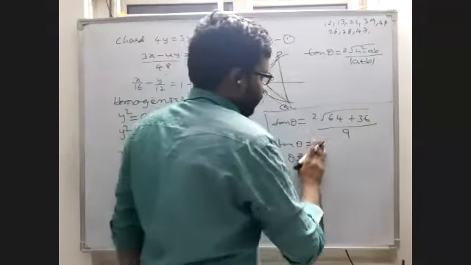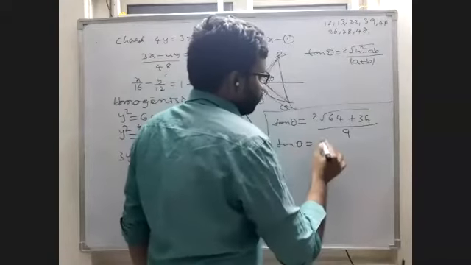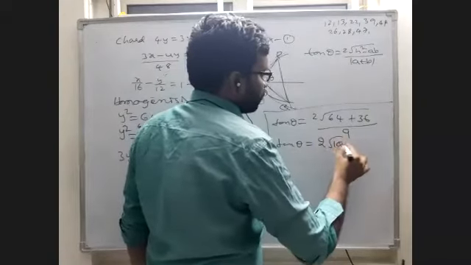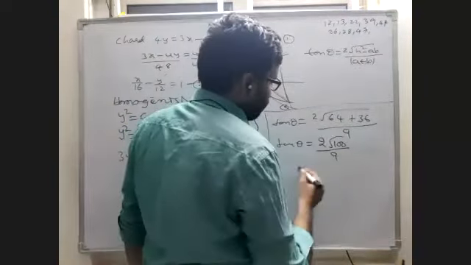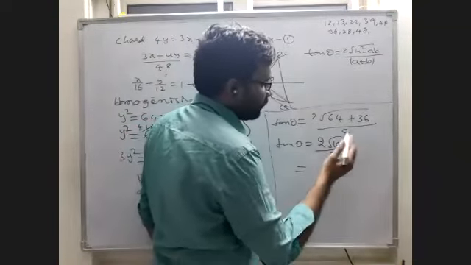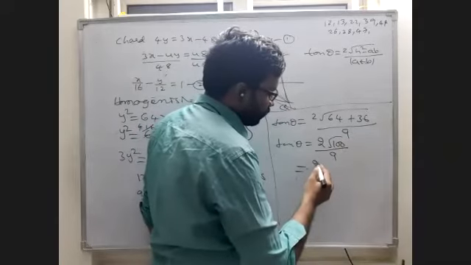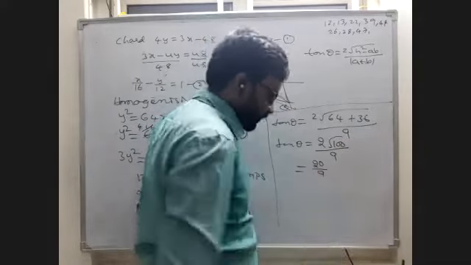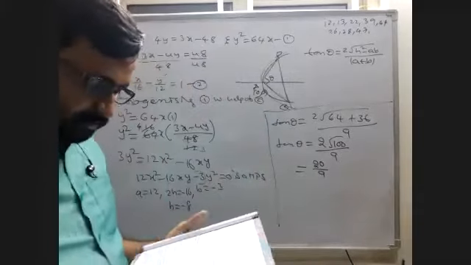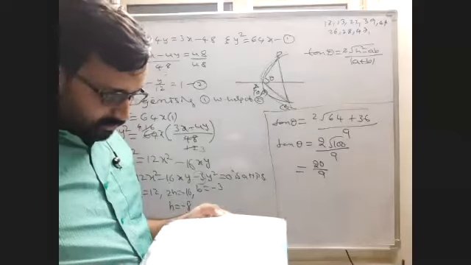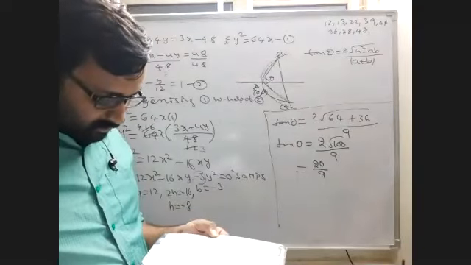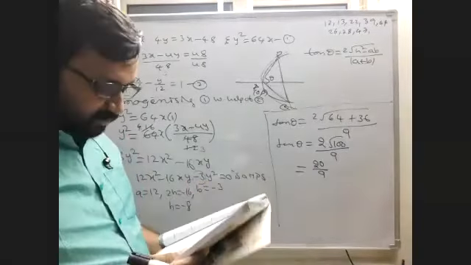So you will get here, 2 root over 100. This is 64 plus 36 will be 100 by 9. So root 100 is 10. So 2 into 10, 20 by 9. Is there an option 20 by 9? Yes, sir, the third option, that is option number 3. That is correct. Yes, that is question number 44.